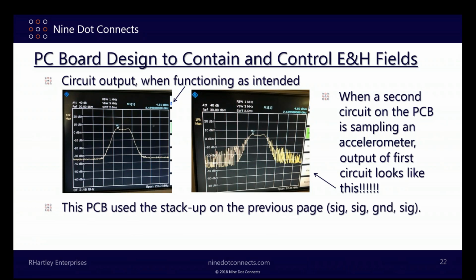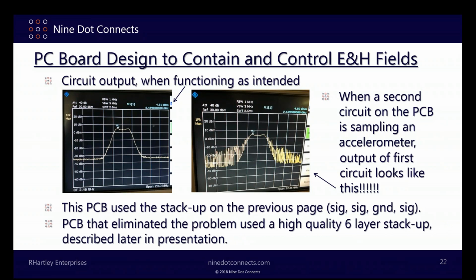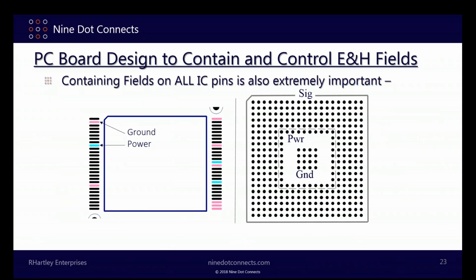How did this happen? Well, for one thing, they used the circuit board on the previous page. Signal, signal, ground, signal. Bad idea. The solution to fix this, I'm not even sure that triplets could have solved this problem because this is a sensitive analog circuit. The solution in this particular case was to go to a 6-layer stack-up, which I'm going to talk about in a short while and explain to you why it helped.